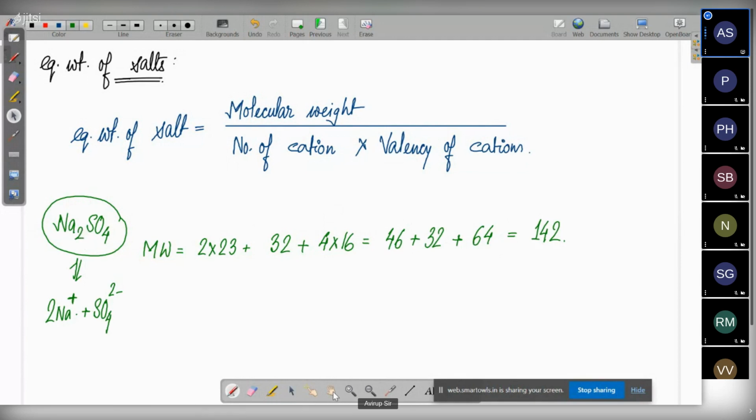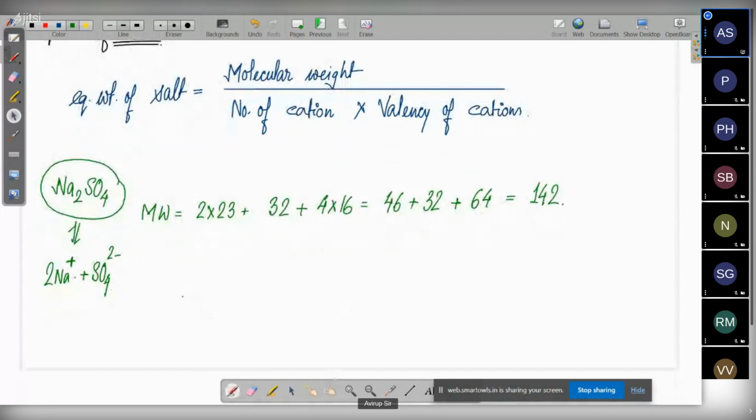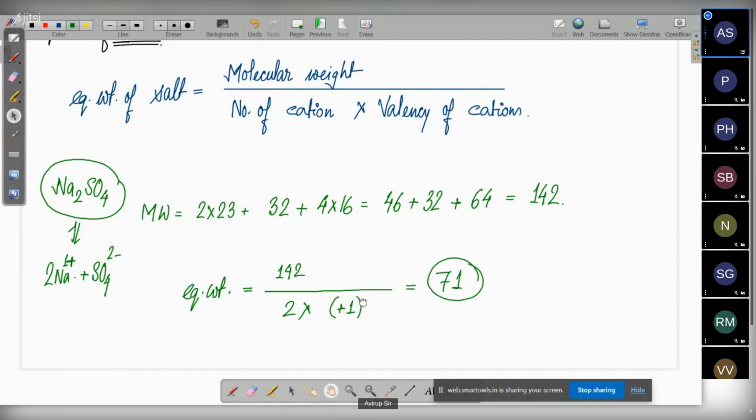So the equivalent weight is equal to 142 divided by number of cations. So how many sodium cations are there? 2 into valency of cation. What is the valency of sodium? 1. So 2 into plus 1. So that is equal to 71. So this is how you calculate the equivalent weight of salt.